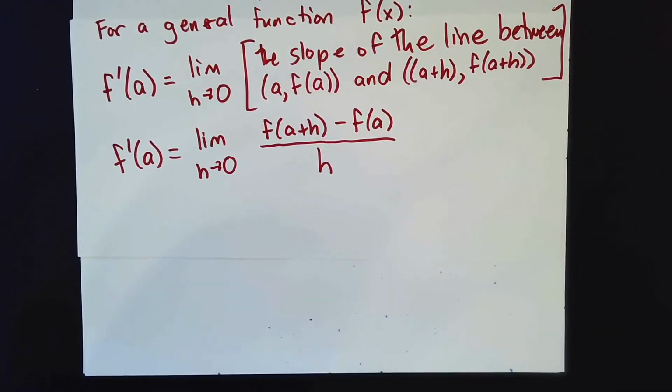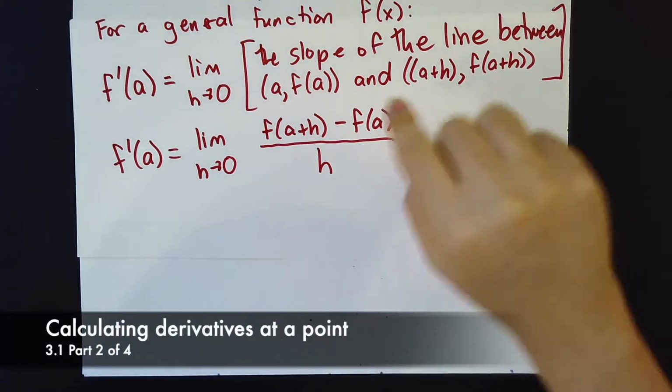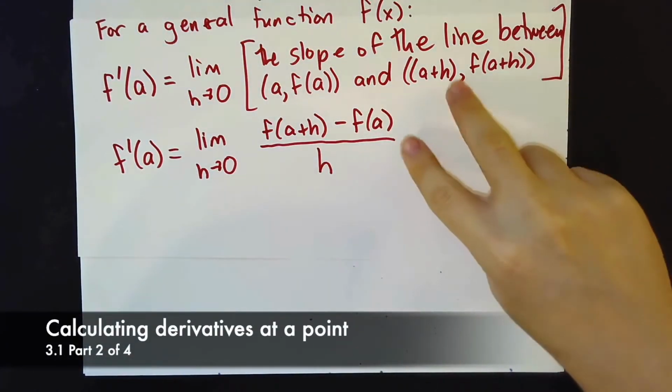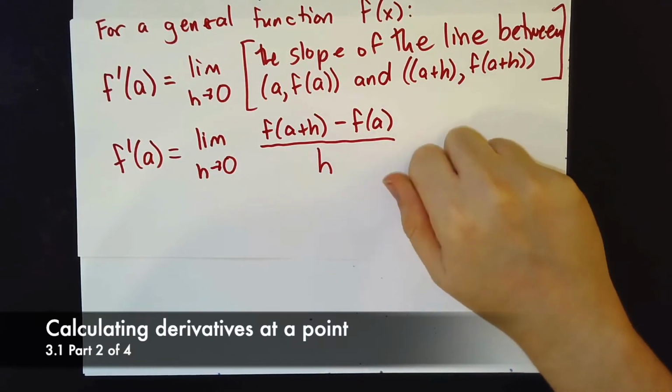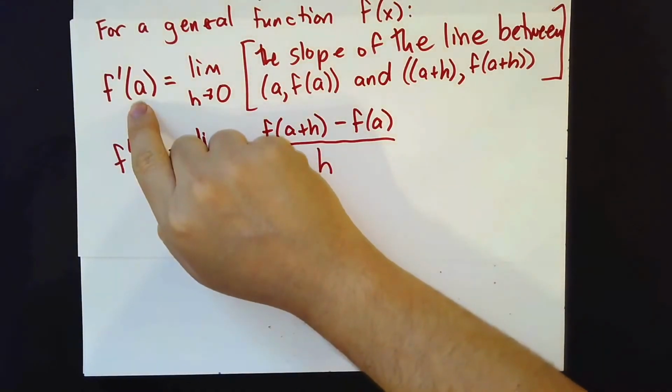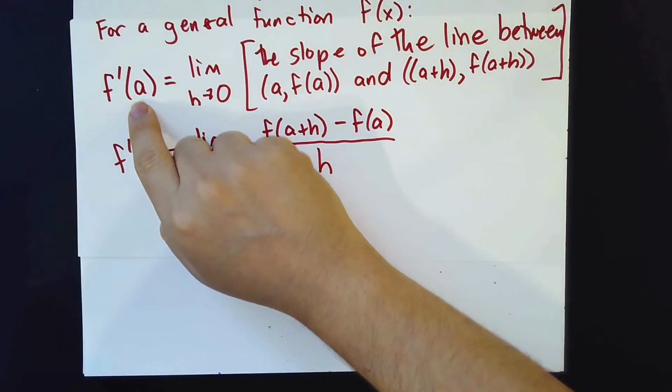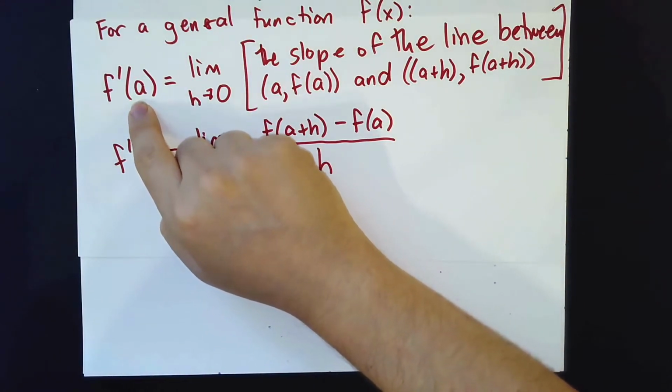Welcome back to our discussion of derivatives. At the end of the last video, we had arrived at these two different formulas for how to write down the derivative of a function at a point, which is the instantaneous rate of change, the slope of the tangent line. We'll talk about all of that later.